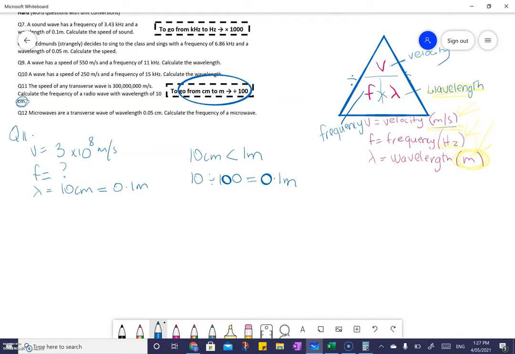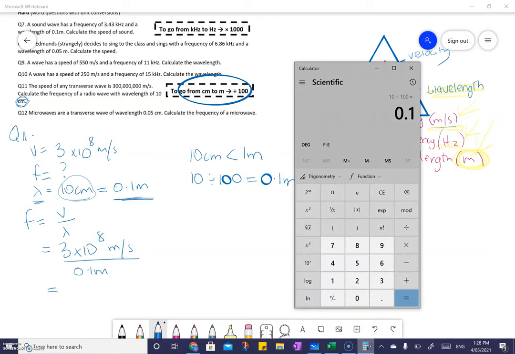And then it's back to basics. We've done this so many times now. Write out my equation. F equals V on lambda. Write out my values. Velocity is 3 times 10 to the power of 8 meters per second. And my wavelength is, I'm not going to put the 10 centimeters, that would be a mistake. I'm going to put my 0.1 meters. And then I'll plug that into the calculator.